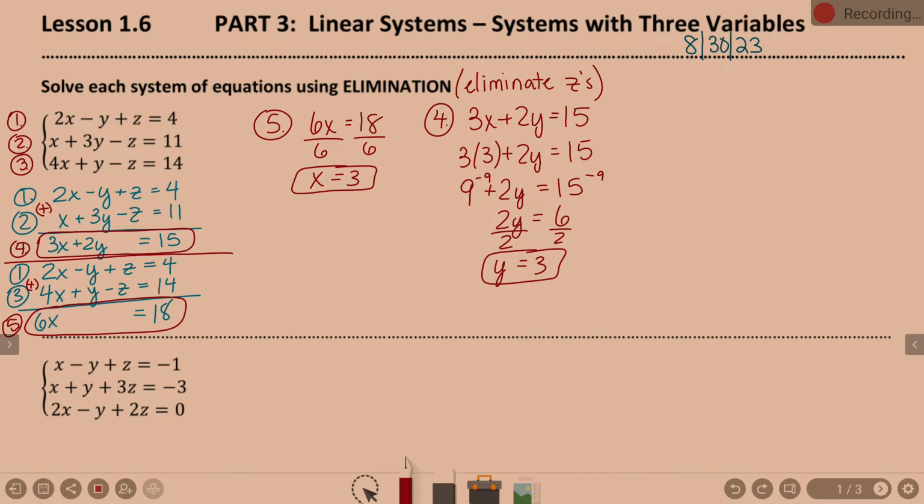Which one looks the easiest for us? Number 1. Okay. So number 1 is 2x minus y plus z equals 4. So 2 times 3 minus 3 plus z equals 4.